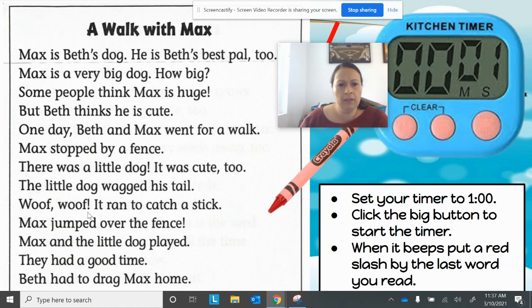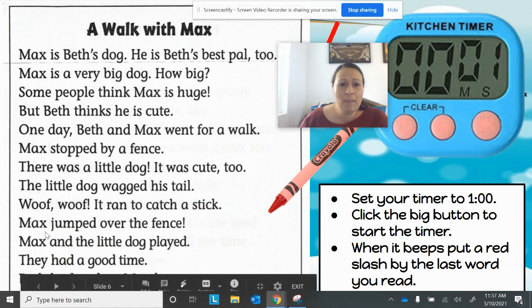Woof, woof. It ran to catch a stick. Max jumped over the fence. Max and the little dog played. They had a good time.